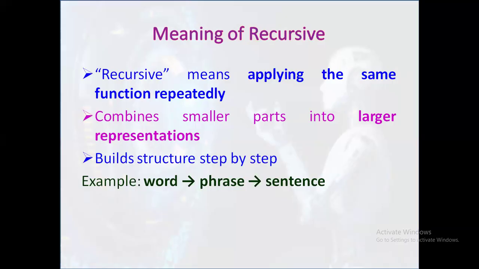The network starts from the leaves and moves upward, constructing the full structure layer by layer. Say, for example, word, phrase, sentence. That means words are combined into phrases and the phrases are combined into sentences, which is how recursive neural networks build meaning.